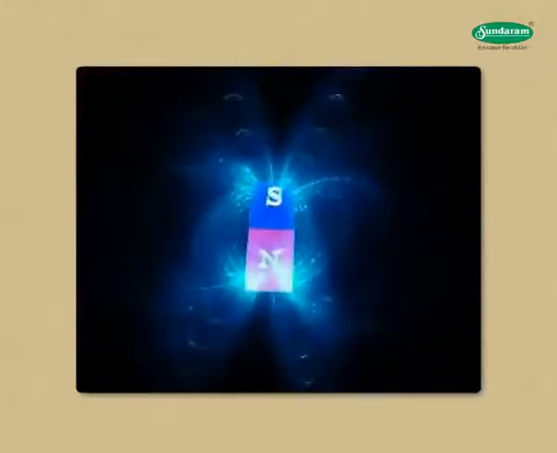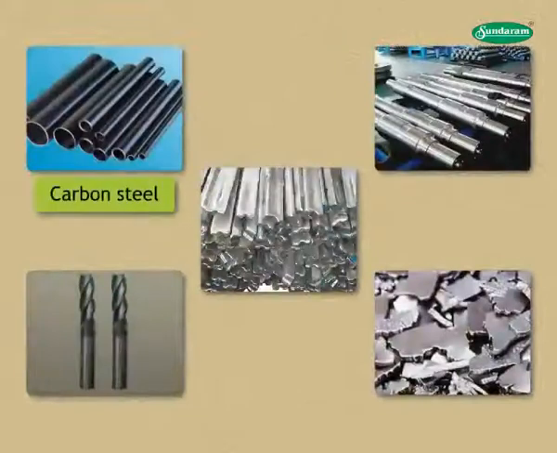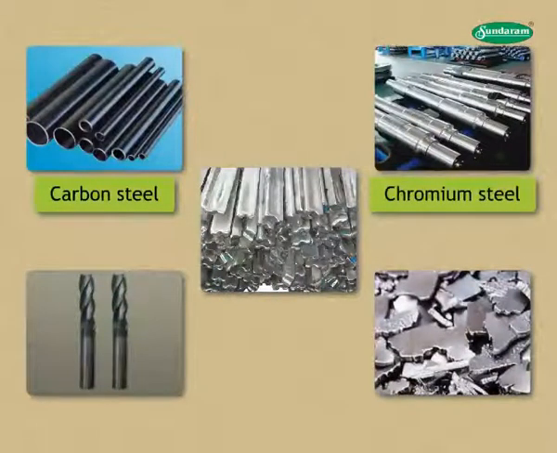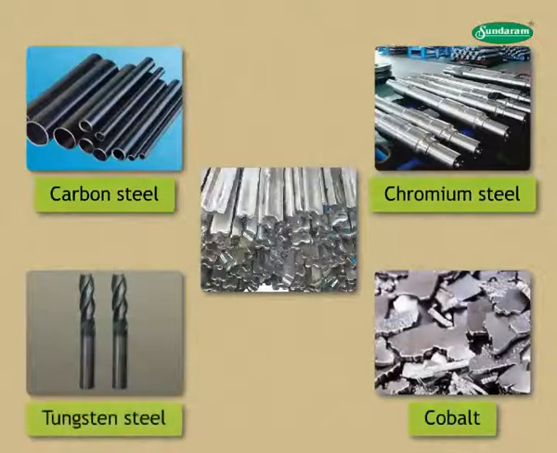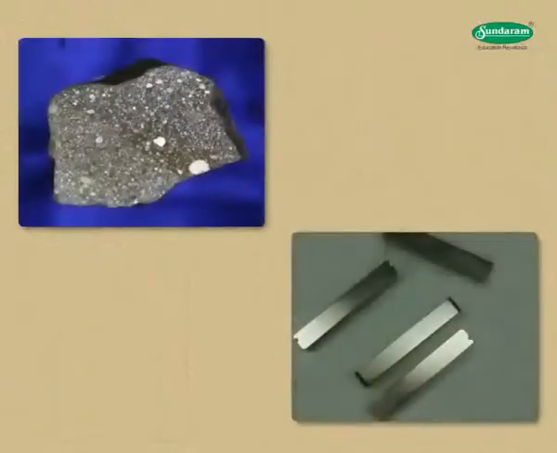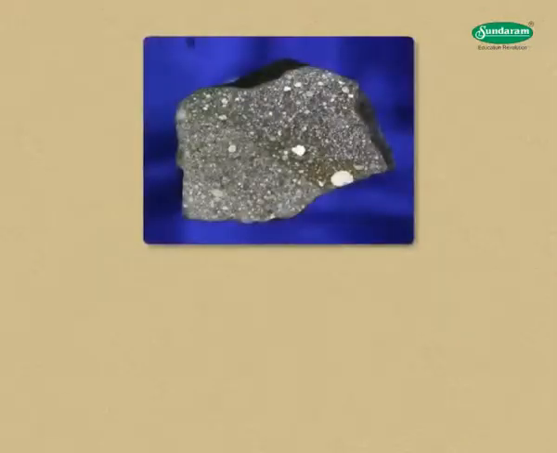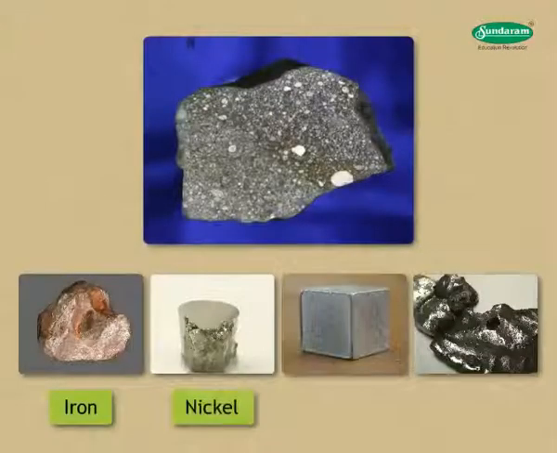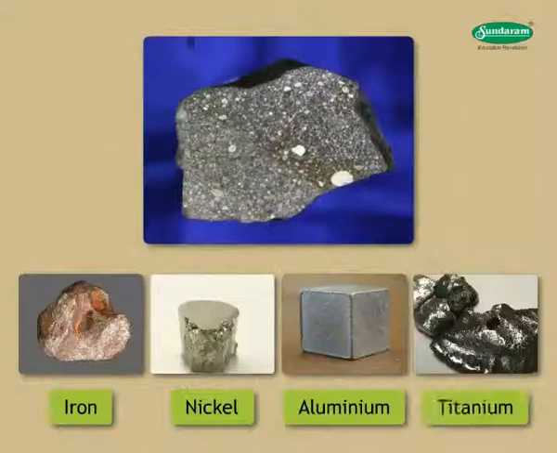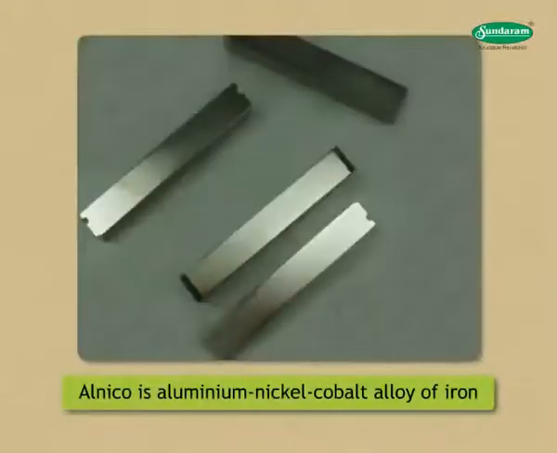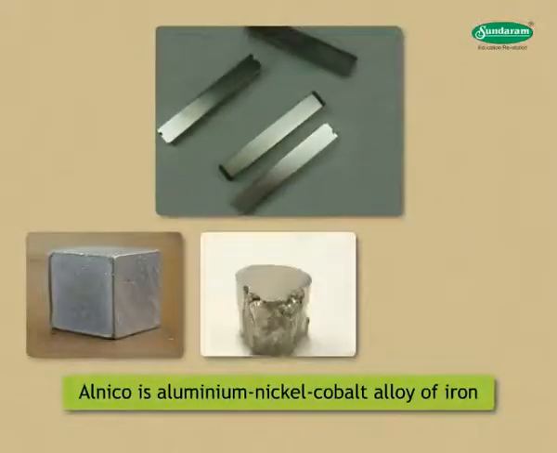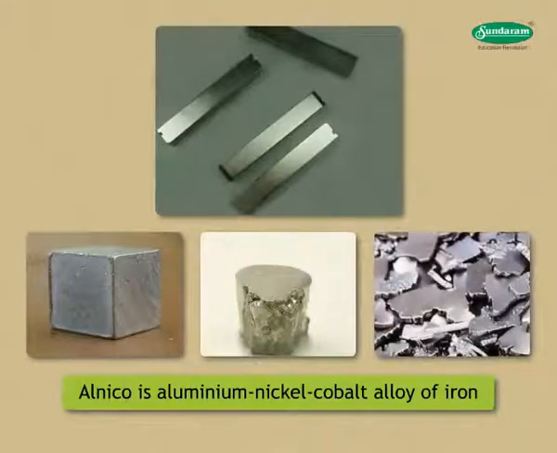Permanent magnets are usually made of carbon steel, chromium steel, cobalt and tungsten steel, and some alloys. 2 such alloys which are used in industry are Nipermag and Alnico. Nipermag is an alloy of iron, nickel, aluminium and titanium. Alnico is aluminium, nickel, cobalt alloy of iron.